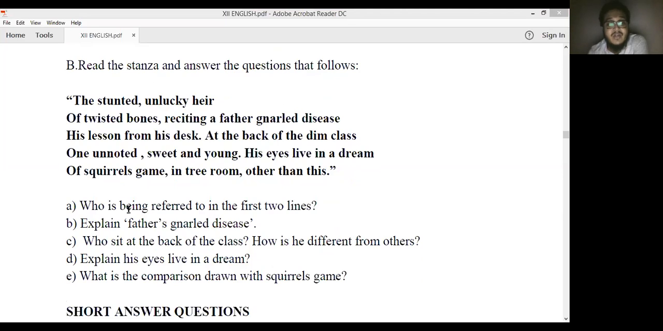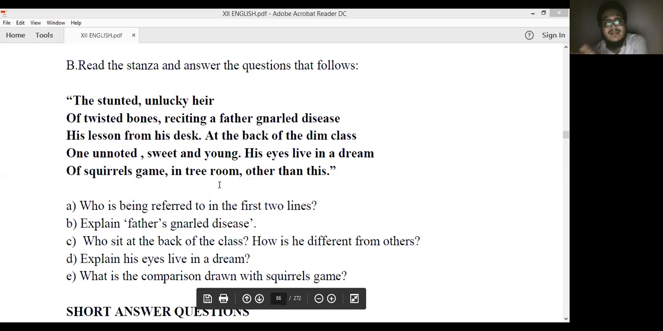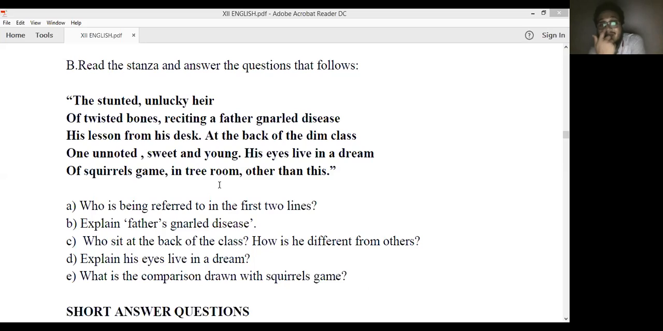Who is being referred to in the first two lines? Explain father's gnarled disease. Who sits at the back of the classroom? How is he different from others? I have discussed each and every line using the poetic devices. Which word, which poetic device is connected?